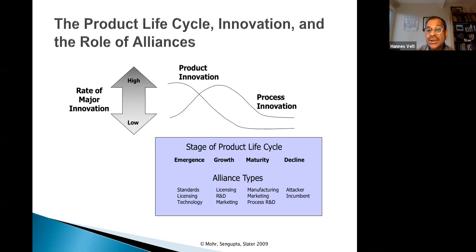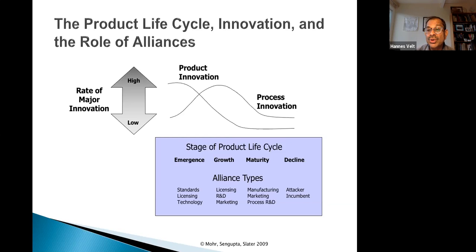During this introduction stage, you also want to try to form alliances around industry standards. The startup which has the technology may want to license it out to other players to create the standard. So those are the kinds of alliances important in emergence.